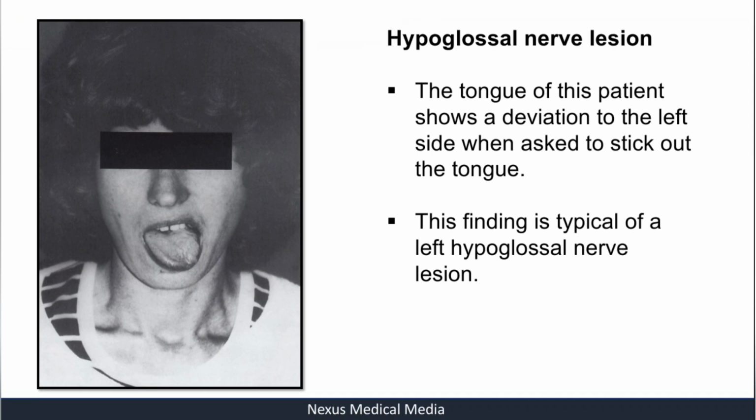All right, so this is the clinical significance. The hypoglossal nerve lesion. The tongue of this patient shows a deviation to the left side when asked to stick out the tongue. This finding is typical of a left hypoglossal nerve lesion. So you can see it's the same side. There is a left-sided lesion and there is a left-sided deviation, like this.